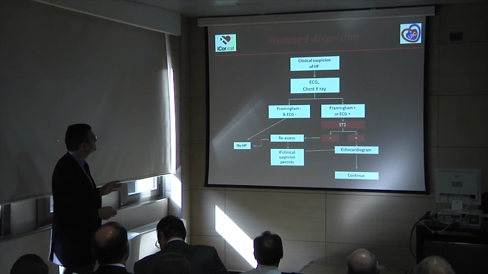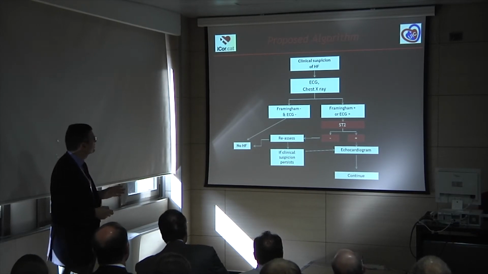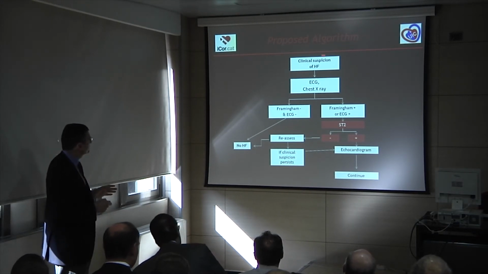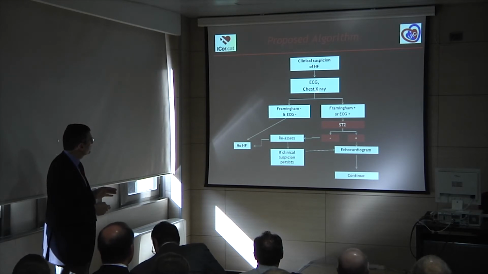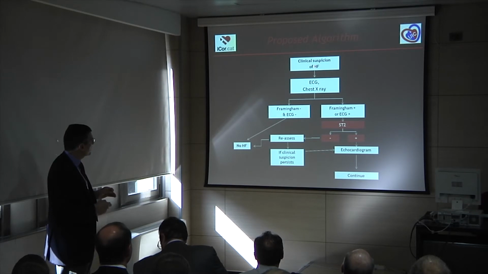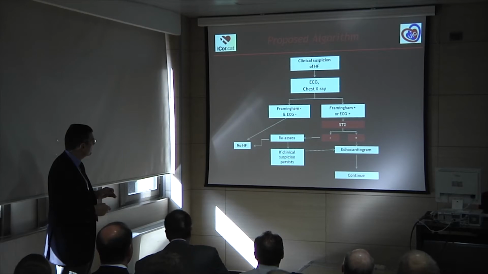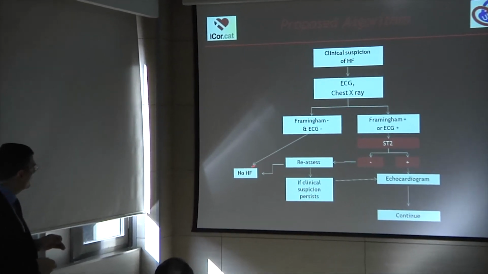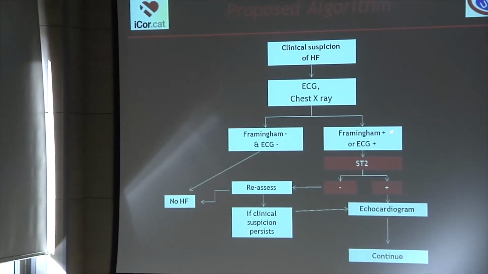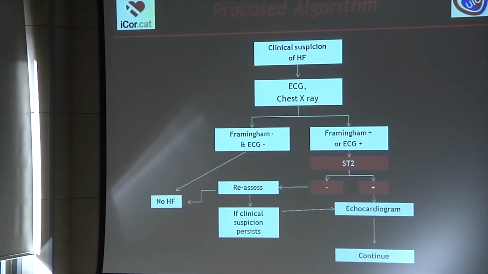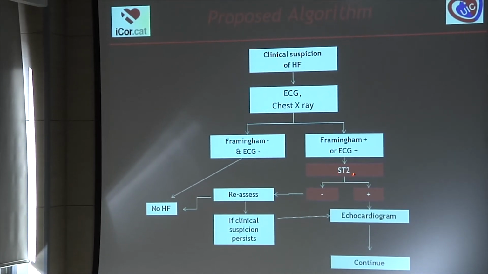And eventually, this could be a proposed algorithm. If you have suspicion of heart failure, you do ECG, chest X-ray, and the clinical suspicion. With ECG, chest X-ray, and suspicion, you can have the Framingham and the ECG. If Framingham is negative and the ECG is negative, you don't have heart failure. If one of the two is positive, then a tentative algorithm could be this one, ST2.